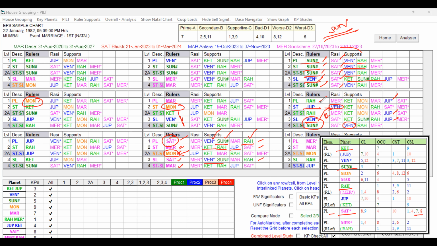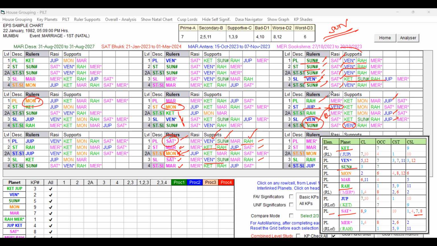The Bhukti Lord Rahu is better. Then you can double click on this Rahu and check its rulers in the EPS table also, as we discussed. If the Bhukti Lord is, for example, Rahu, now we have to look for the Antara which is more favorable, forming a field connection to Rahu.